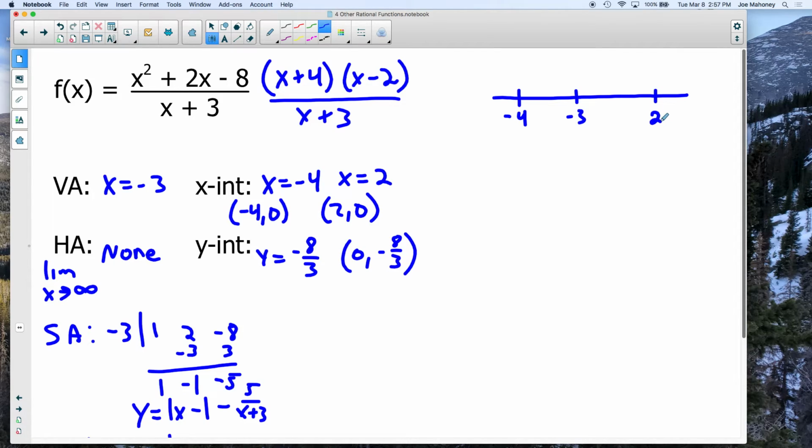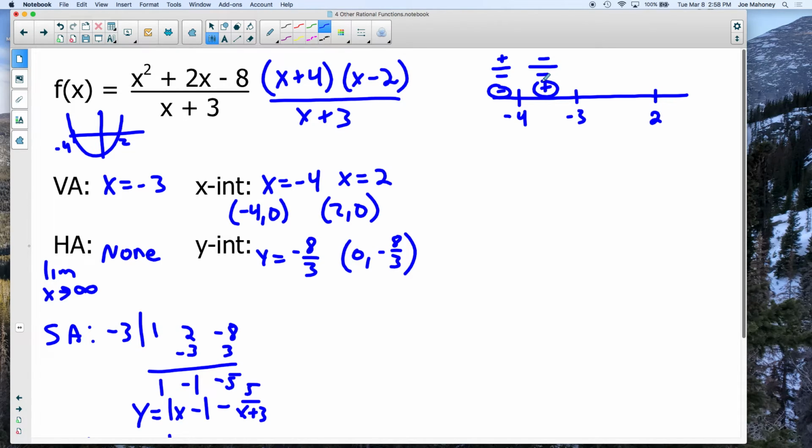So if I go to the left of negative 4, and I like that parabola idea. Okay, so my parabola in my numerator, I know has zeros at negative 4 and positive 2. So to the left of negative 4, my numerator is positive. My denominator is negative. So I'm negative down there. Between negative 4 and negative 3, my numerator now, my parabola is below the x-axis. That's negative. And if I plug in a number less than negative 3, I'm still negative. But a negative divided by a negative is positive.